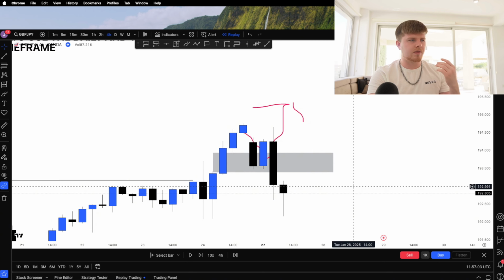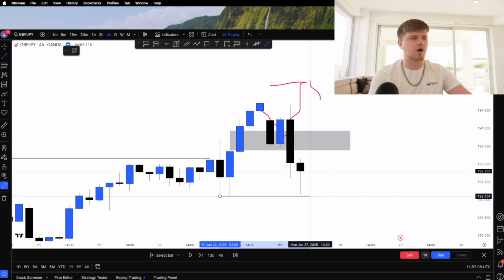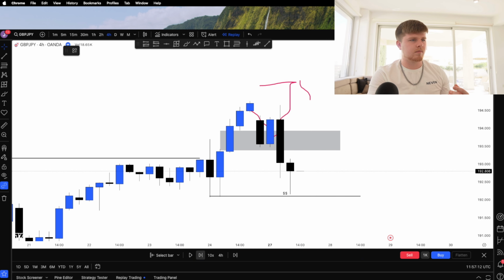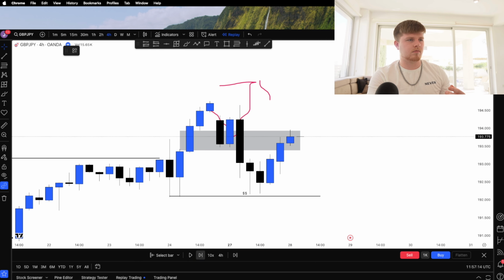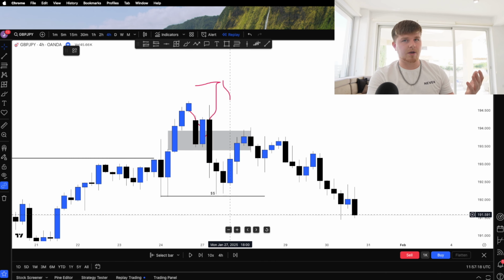Okay, there you go. We close below it on the 4 hour, which means what? Which means we're then bearish to come and take out this low right over here. There we go. We take out the low.